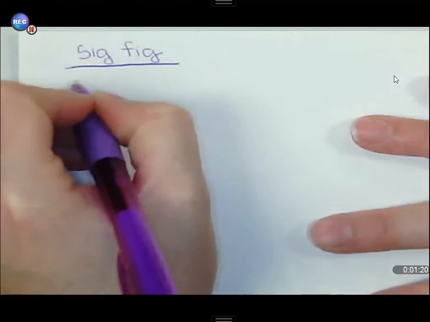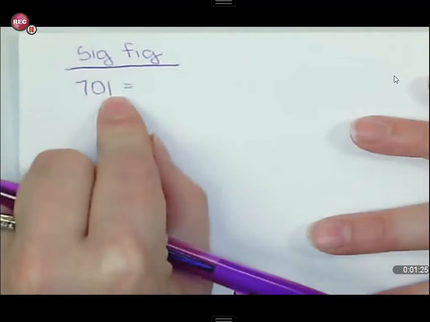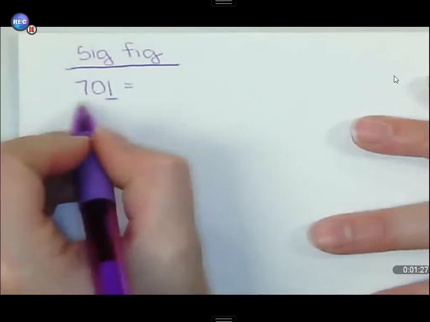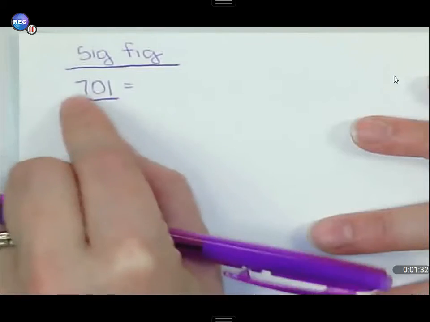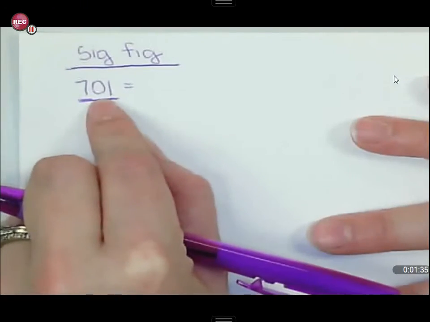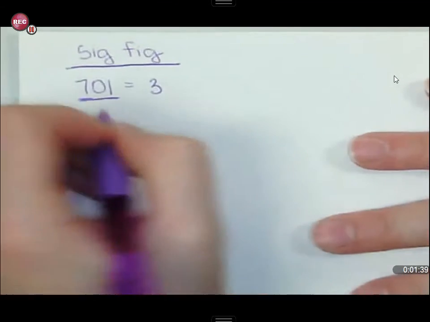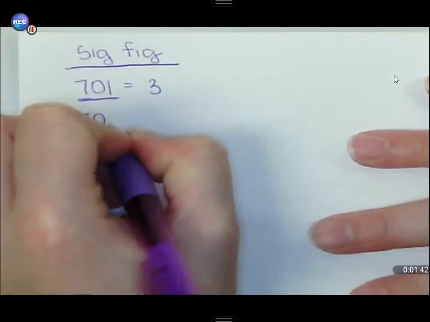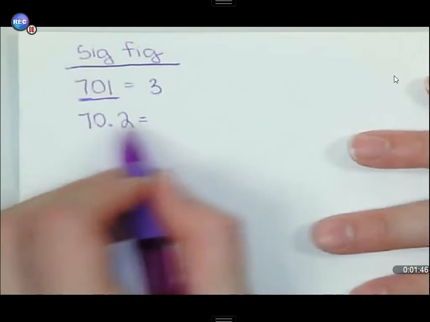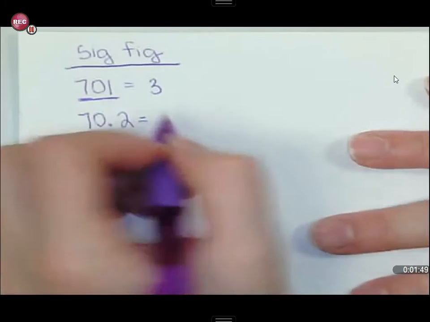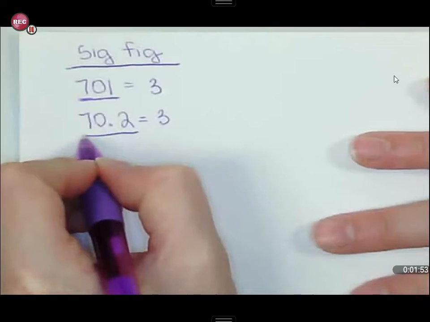It's significant. So if we have 701, well, the 7 and the 1 are important, and we have this rule called the sandwich rule. That means that this 0 is sandwiched between important numbers, which makes it important. So that means that there are 3 important numbers. Now, what if we had 70.2? Well, the 7 and the 2 are both important. That guy's sandwiched, so it's still going to be 3. So all 3 of them are important.